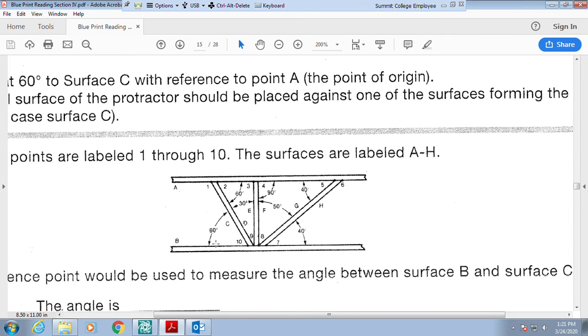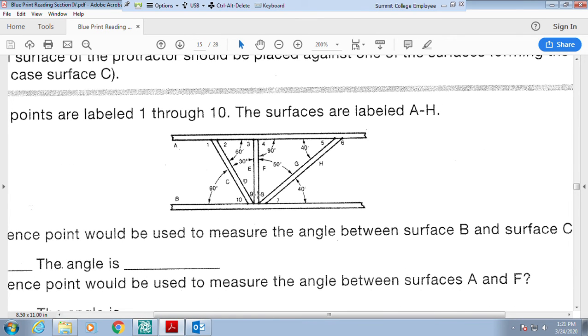Okay, so they give us a reference point. Okay, the points are labeled 1 through 10, and the surfaces are A through H. So the first one is surface B and surface C. So here's my surface B, and here's my surface C. What point is it, and what degree is my angle?